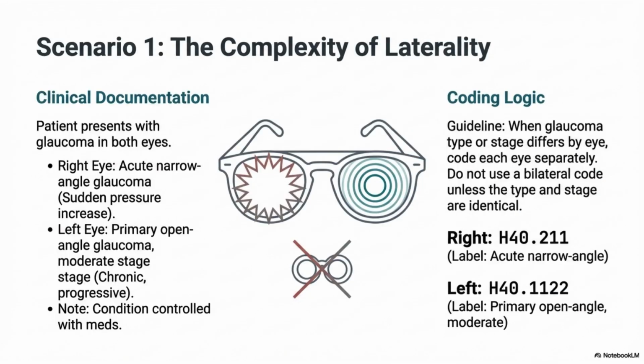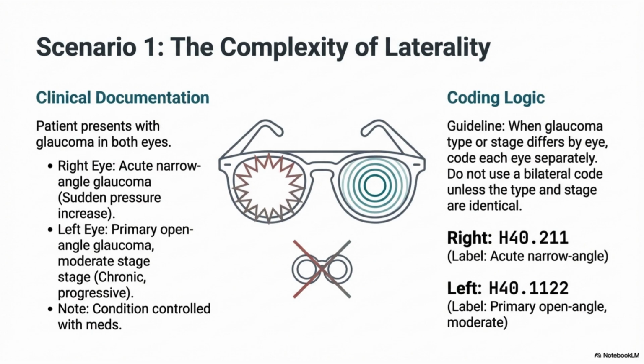Let's start with a classic ophthalmology challenge, laterality. In this scenario, the patient has glaucoma in both eyes, but the type and stage are different. The right eye has acute narrow-angle glaucoma, sudden onset, pressure spike. The left eye has primary open-angle glaucoma, moderate stage, a chronic, progressive condition.